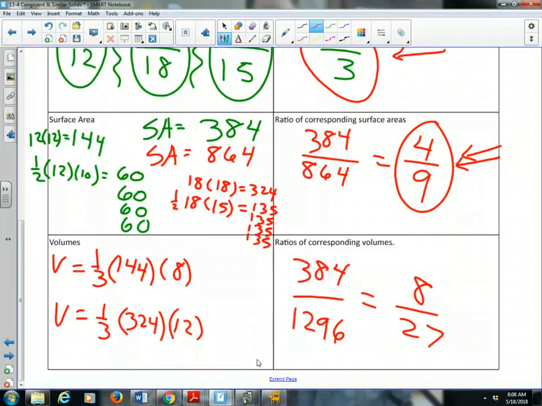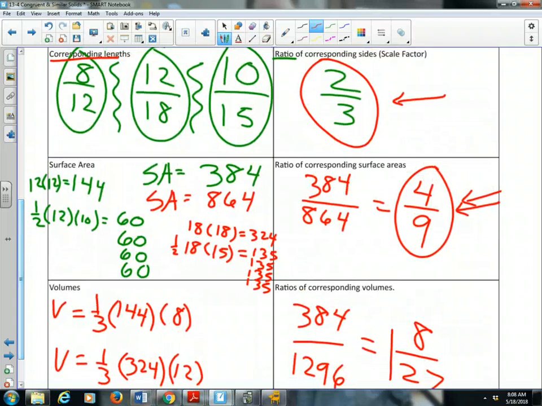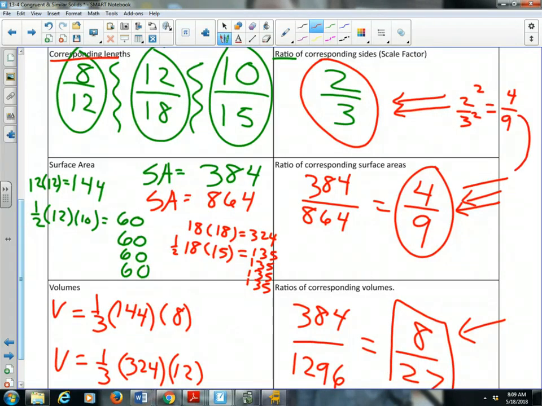Class, do you notice any sort of relationship between the scale factor ratio of the corresponding sides, the surface area ratio, and the volume ratio? Well, hopefully you should notice that 2/3 squared is 4/9. If you take 2/3 and you square it, 2 times 2 is 4, 3 times 3 is 9, and we get to surface area. And notice how surface area is in square units, or units squared, right? So if you square the 2/3, you get the ratio of the surface area.